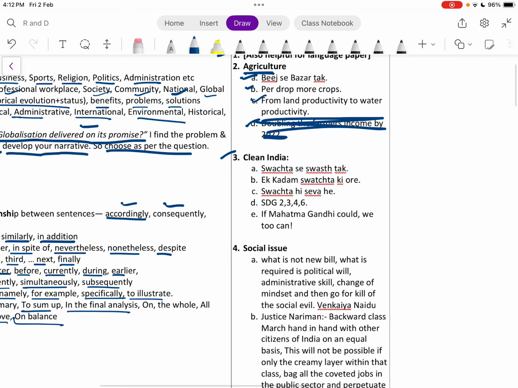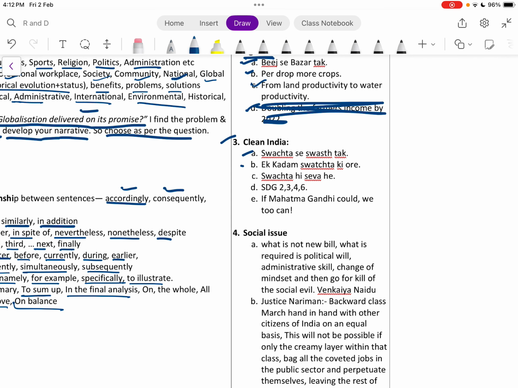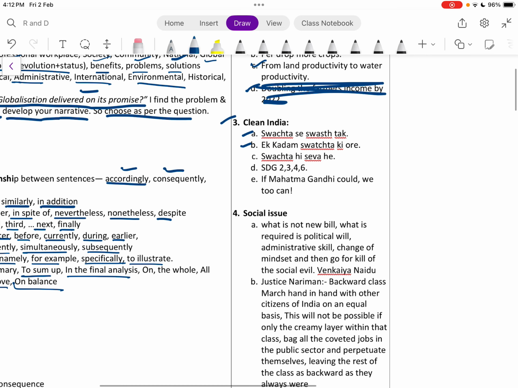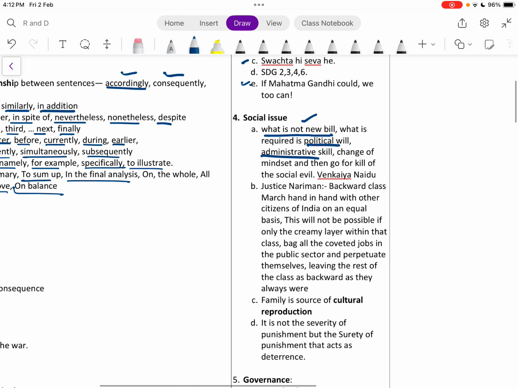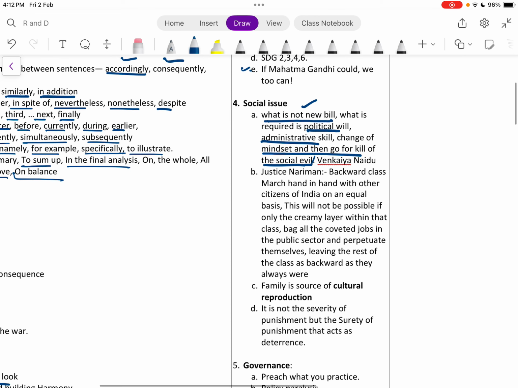Clean India: Swachhta se Swasth tak, एक कदम स्वच्छता की ओर, स्वच्छता ही सेवा. If Mahatma Gandhi can do it, you can too. Social issues: what is required is not a new bill. What is required is political will, administrative skill, and change of mindset, and then go for the kill of the social evil.